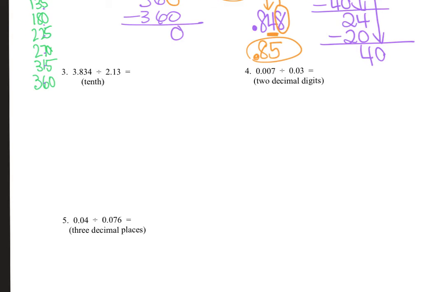All right, so for this one, I have 3.834 on the inside. I have 2.13 on the outside. So I'm going to move my decimal 2 places to get rid of it on the outside, which means on the inside I also need to do that, and then I need to pop it up. I'm rounding to the nearest tenth, which means I need 2 places because I only want to end up with 1. And I might list some of these because 213, they're bigger numbers. So 213, 426, 639.